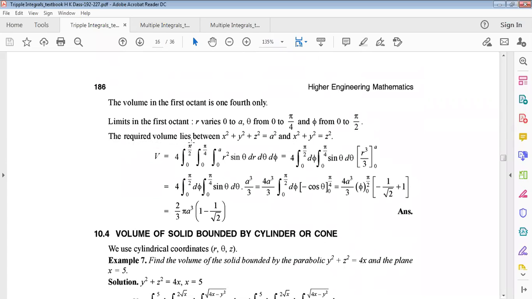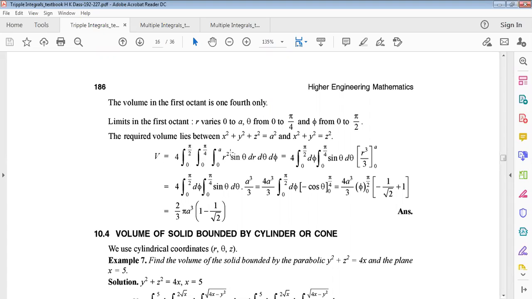So the required volume lying in these two, the sphere and cone, will be total volume equals 4 multiplied with the integral, phi from 0 to pi by 2, theta limit 0 to pi by 4, and this is the r limit 0 to a.